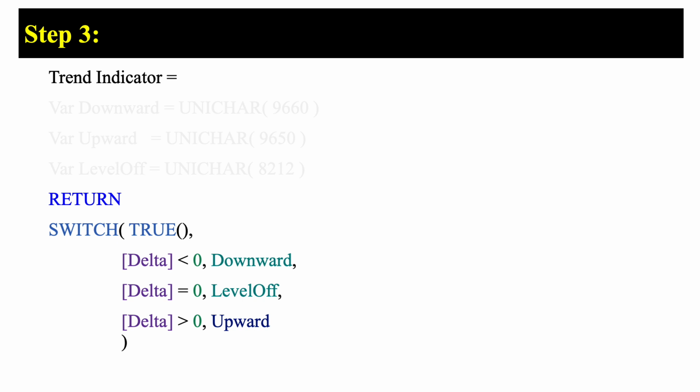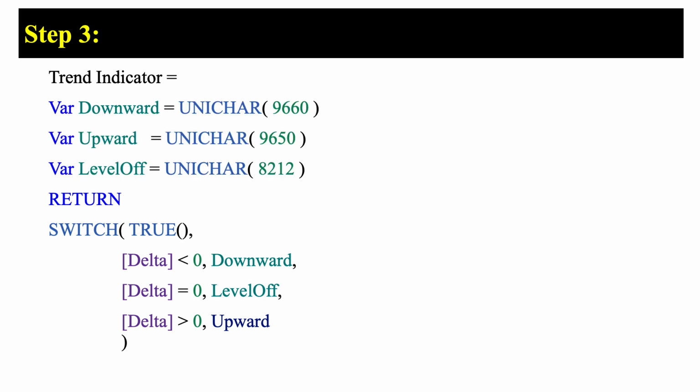And then we're going to return a value using the SWITCH function. And the SWITCH function works like an if statement. So for instance, if delta is negative, we're going to display a downward triangle. And if it's level off, meaning no change, we're going to use a level dash line. And of course, if delta is positive, that means an upward triangle is needed.